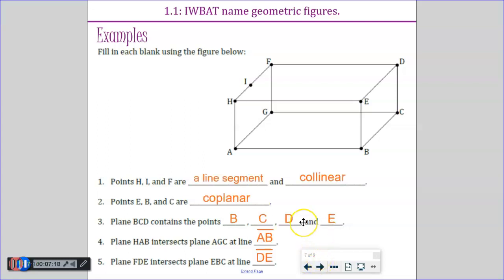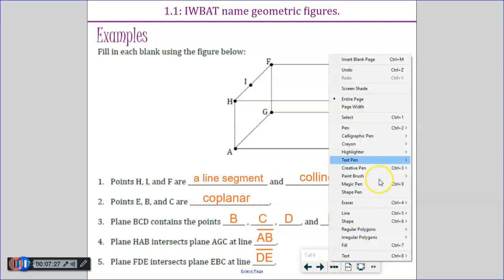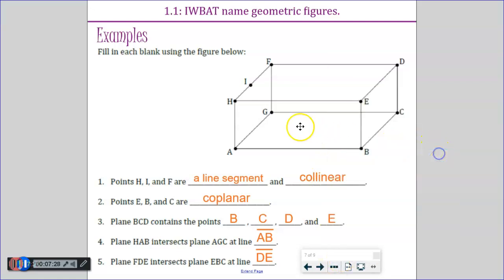Let's talk about them. The first says points H, I, and F. Here I can see that points H, I, and F are in a straight line. I'm going to use my highlighter tool to show that. So I can see H, I, and F are right here in a straight line together. They form both a line segment, which is a part of a line with 2 endpoints, in this case H and F. They are also collinear because they are 3 or more points that lie on the same line.